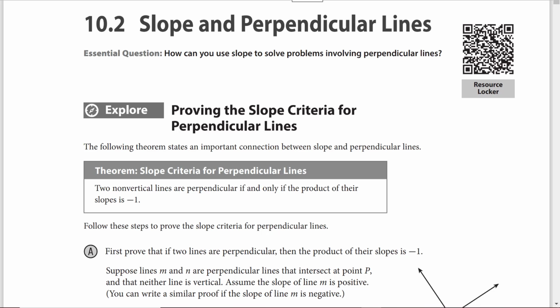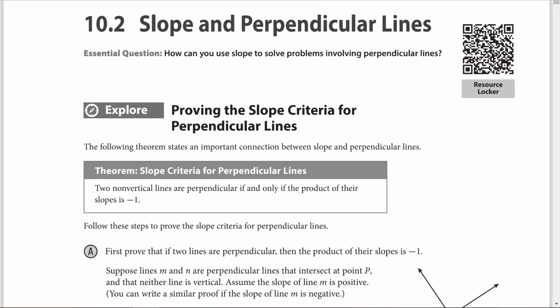Okay, today we're going to be talking about slope and perpendicular lines. This is section 10.2 in geometry and 2.2 in math 3. So what do we need to know in order to prove lines are perpendicular? Well, if we know their slopes, we can prove whether or not they're perpendicular.